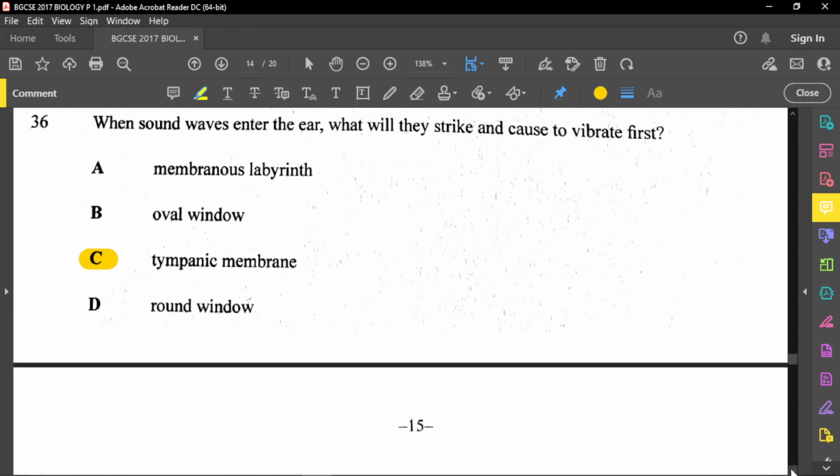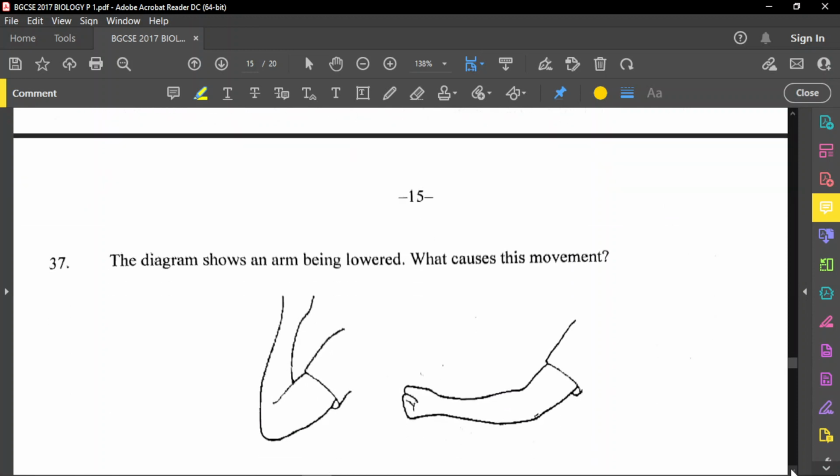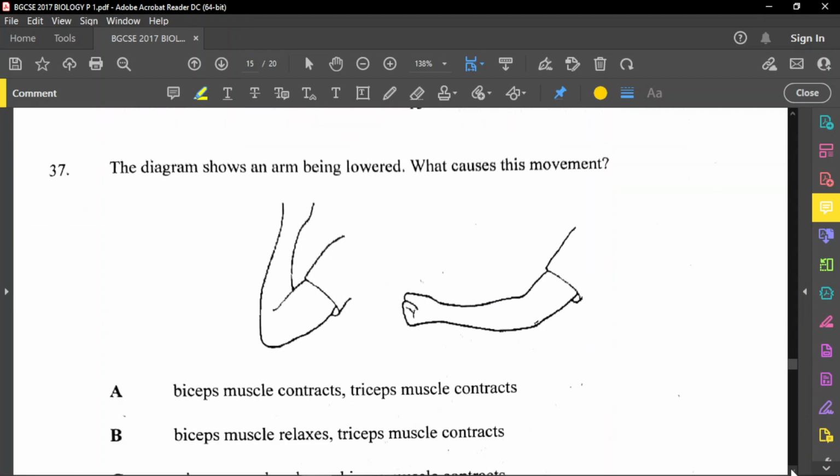That's simple to maintain the pressure in the air. All right, so 37 now.